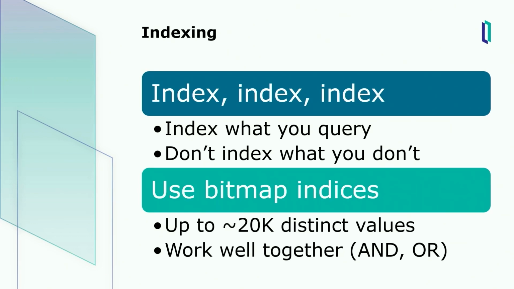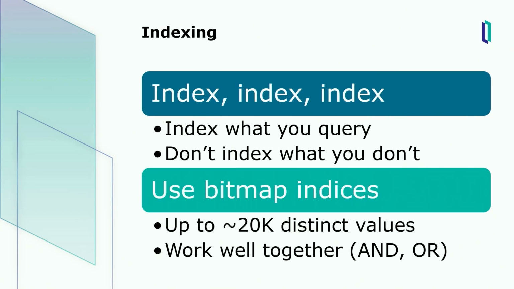The next one I'd want to point to is to use bitmap indices. These are indices that are really built for analytics in a lot of ways. So if your data does not have a lot of unique values, so it's not high cardinality data, if it's gender or a binary value, true or false, those types of things, up to about 20,000 distinct values, a bitmap index will work really, really well.